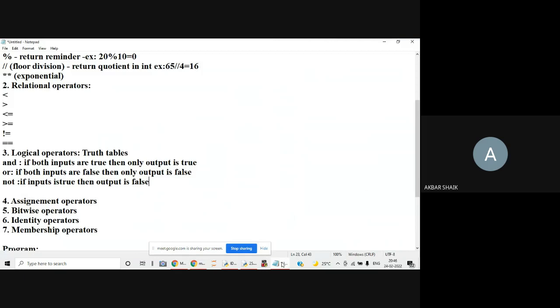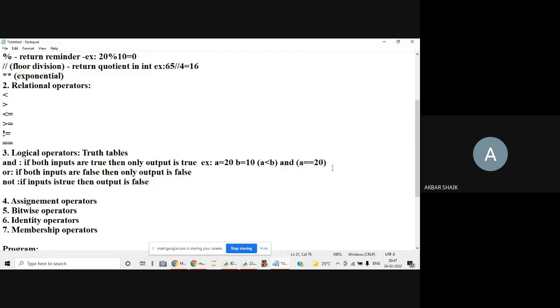Okay, so now I'll give some examples here. Example: A equals 20, B equals 10. Here I'll write down A less than B and A equals 20. Now tell me, what about A less than B? 20 less than 10. It's false. 20 less than 10, false.